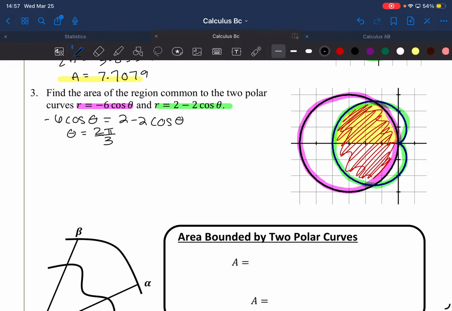Okay. Then I am going to set the r equals -6 cosine theta. Let r equal 0 here and find theta. So 0 is equal to -6 cosine theta. Again, you plug that into Desmos. You get theta is equal to pi halves.